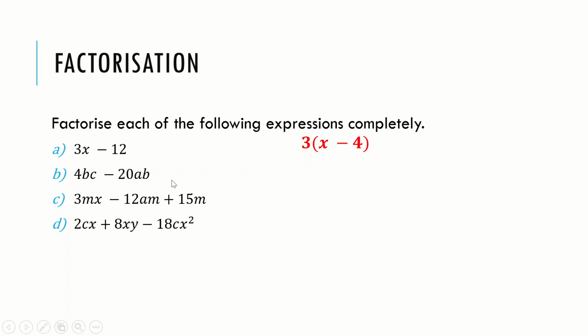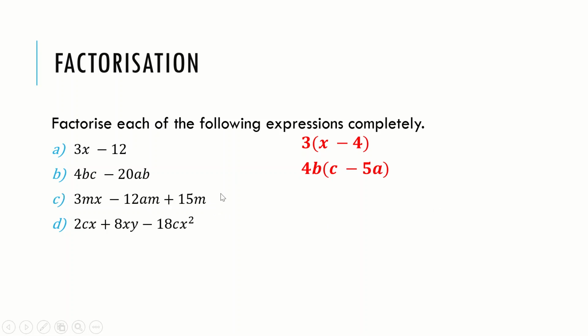So for part B, 4bc minus 20ab. What is common for 4bc and negative 20ab? You can take out 4. This is common. Take out 4, and from 20 you are left with 5. B, you can take out b. C, you can't. So 4b bracket c minus 5a close bracket.